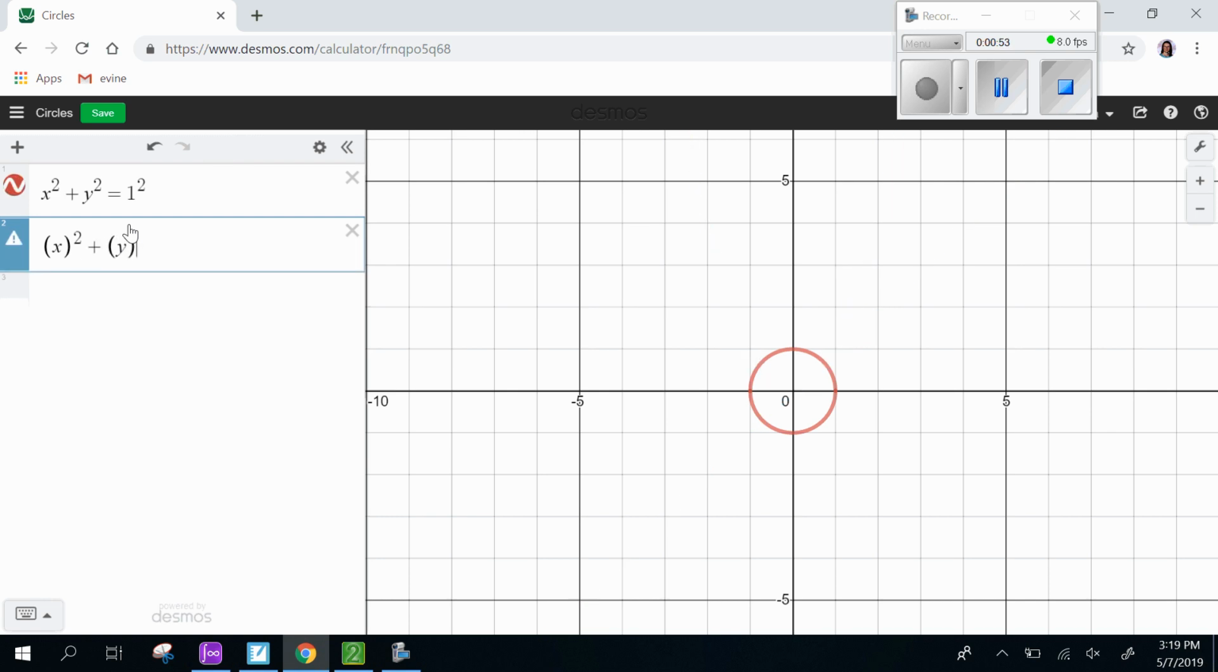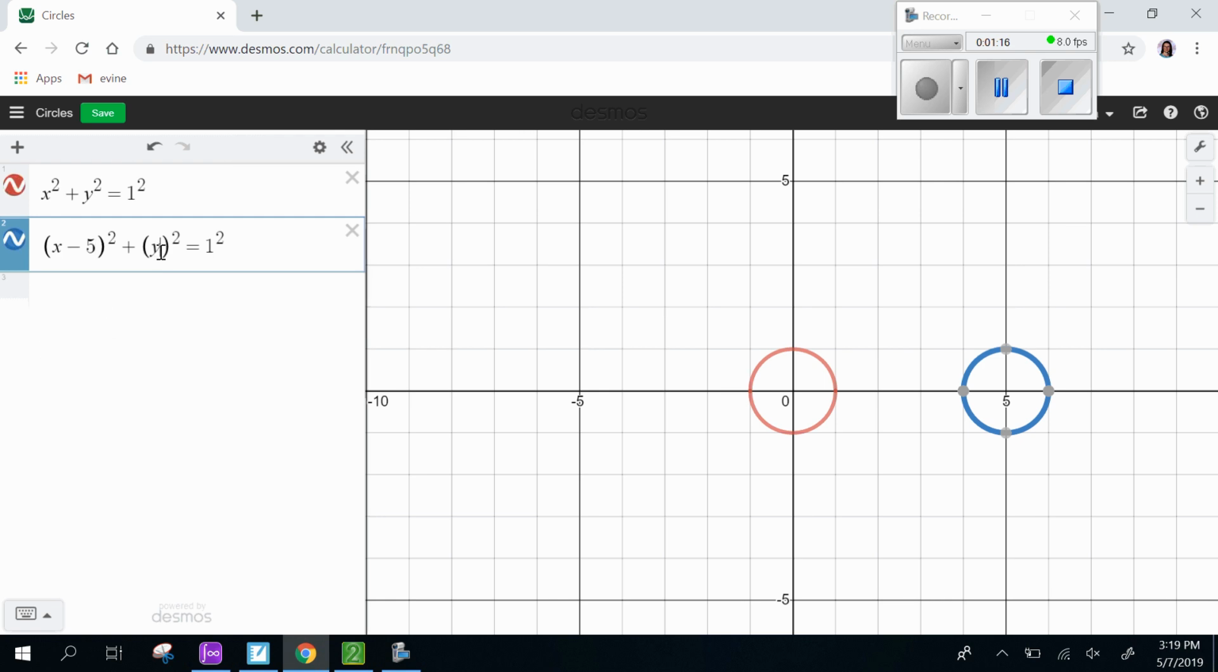Now, if I wanted to move my circle horizontally, then I would need to play around with my x coordinate, because that is what is going to affect my horizontal shift. So if I want to move my circle to the right, I'm actually going to subtract. So let's say I wanted to move it right 5. So my blue circle is the new one. The center got shifted to the right 5 units.